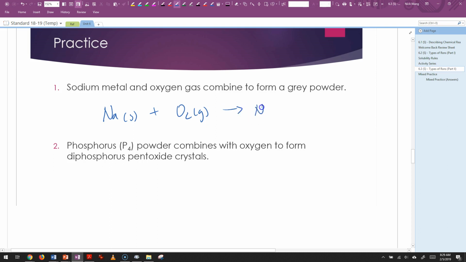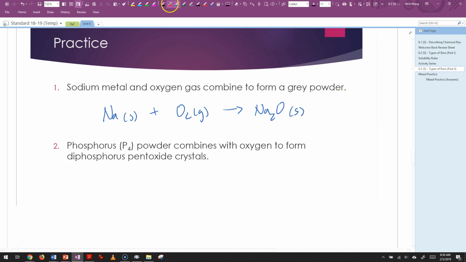So let's try this out. Sodium and oxygen. Sodium is a +1 metal. Oxygen is a -2 anion, or non-metal. So again, Na2O. That's going to be a solid, not only because it's an ionic compound, but also because it tells you there's going to be a gray powder. And so that helps you know that's going to be a solid there.